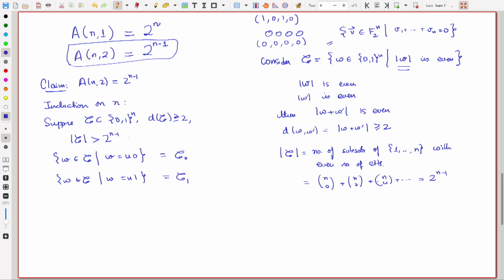So there are two subsets. Now what we know is that the cardinality of C0 plus the cardinality of C1, these are disjoint obviously, is greater than 2 to the power n minus 1. So what that means is that the cardinality of one of them is greater than 2 to the power n minus 2.